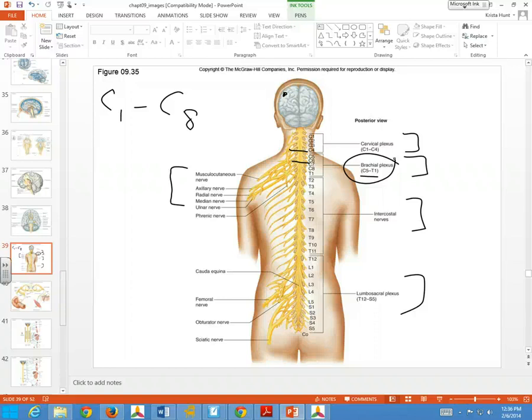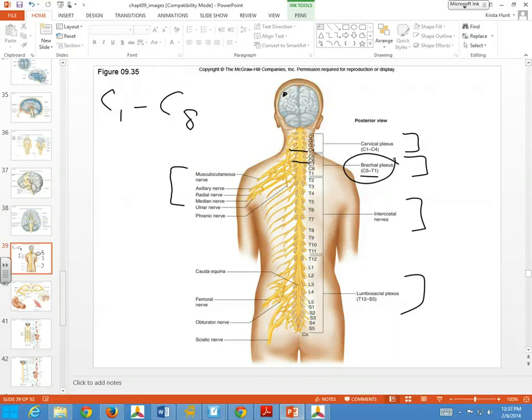Thoracic nerves, these intercostal nerves, T2 down through T11. I'm okay with that. Those are basically just moving the muscles around your rib cage. Because between all the little bones, remember those intercostal muscles that help expand and contract your ribs? As well as your obliques and those kind of things.